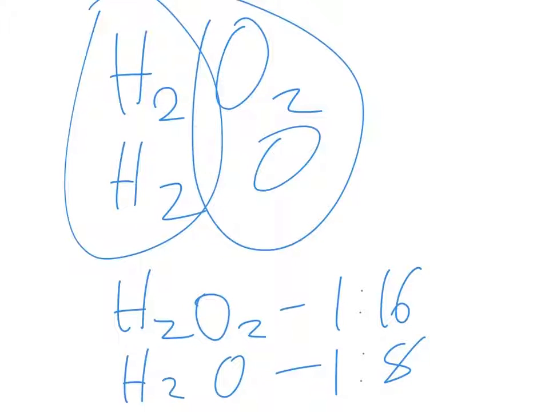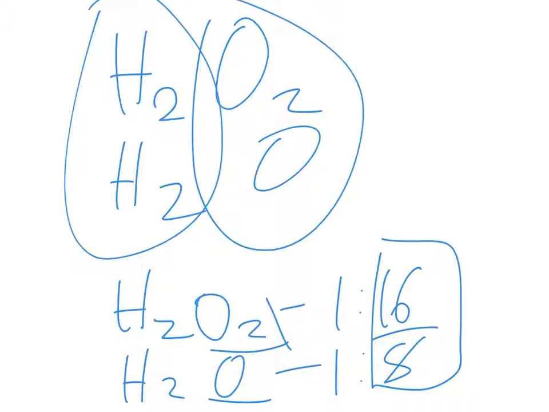And you can see that it doubles because there are 2 oxygen in one and only 1 oxygen in the other. So you can write the ratio 16 to 8, and that can be simplified to 2 to 1. That ratio is created because they're using the same two elements, hydrogen and oxygen, but in different quantities. So the hydrogen stays the same, but the oxygen is more or less.